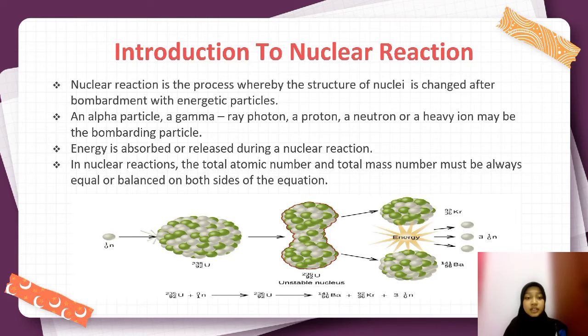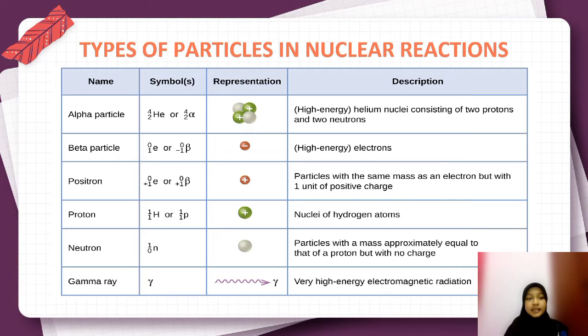In nuclear reaction, the total atomic number and total mass number must always be equal or balanced on both sides of the equation. These are the types of particles in nuclear reaction. They are alpha particles, beta particles, positron, proton, neutron, and gamma ray.